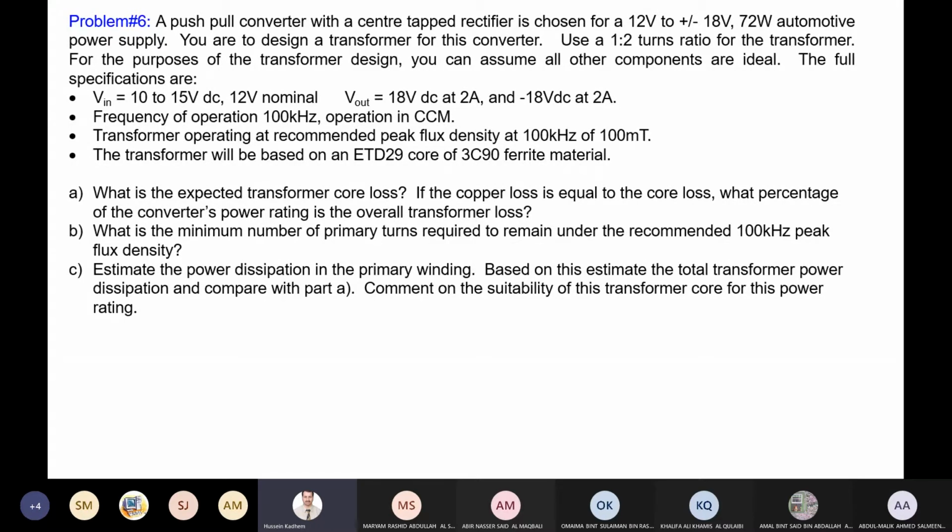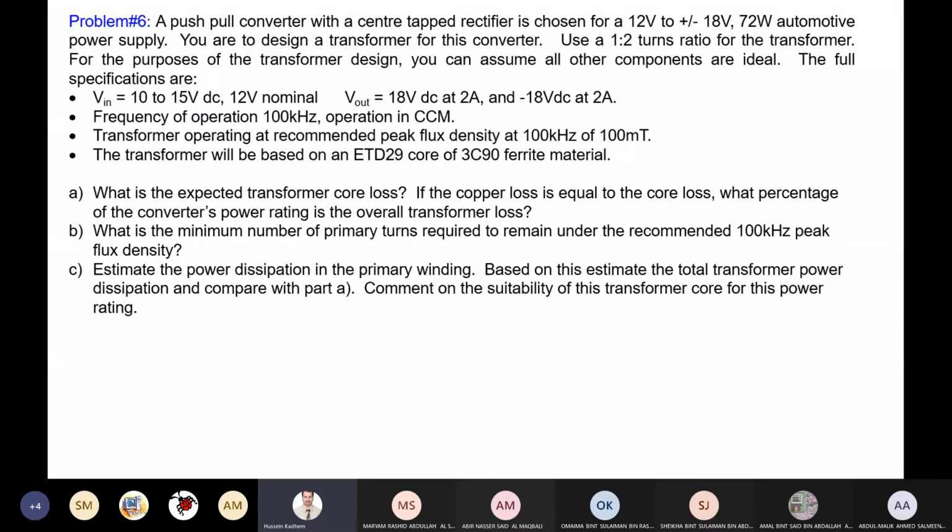You remember, this is a switch mode DC power supply. We have this transformer. So we're talking about maximum flux density. We have to talk about the number of turns, this stuff. Okay. Now, what he told me also, use a 1 to 2 turn ratio. I mean, N1 to N2 is 1 to 2 for the transformer. For the purpose of the transformer design, you can assume all other components are ideal.